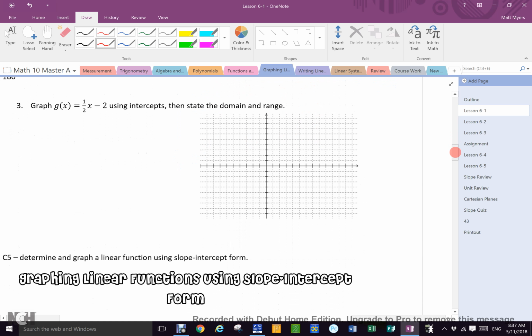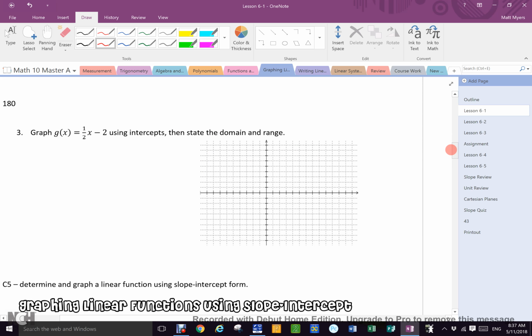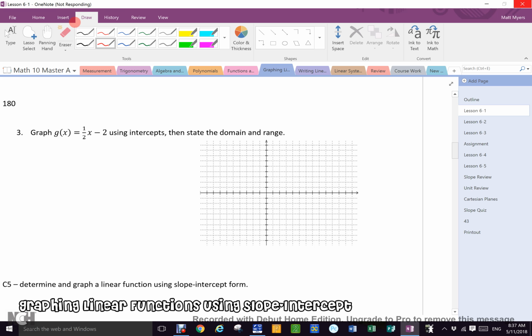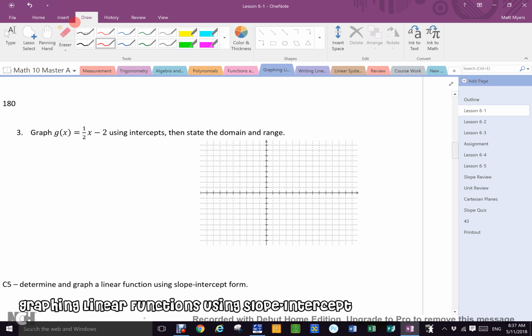Okay, turn the page over. Uh-oh, Mr. Myers, you're so mean to us. Fractions again. Why you gotta be that way? Why has the function got a new name? It's g of x. It's just to remind you that you can name them differently.